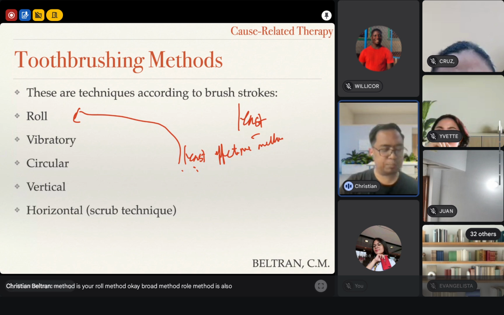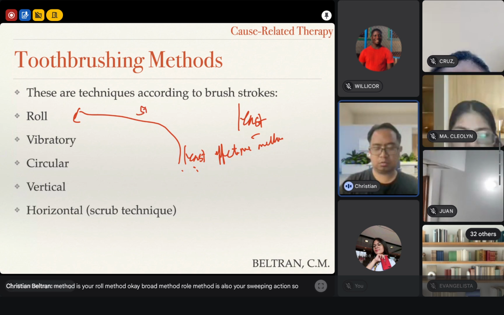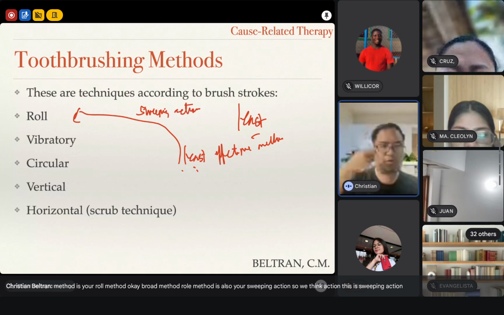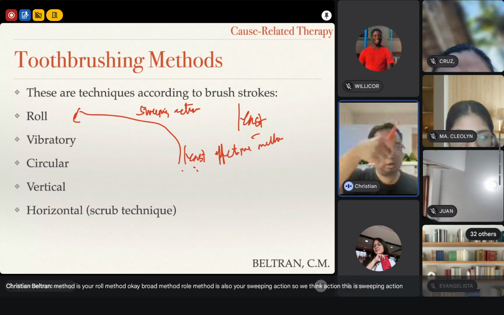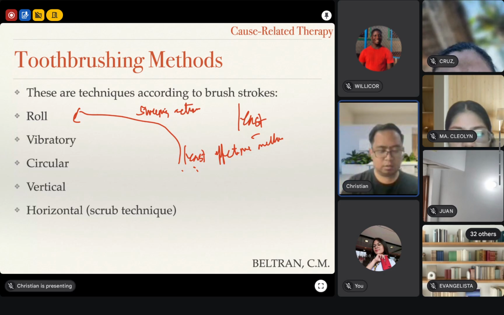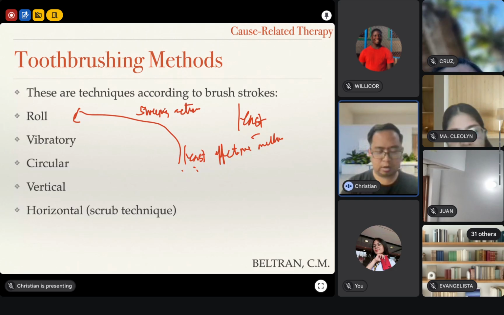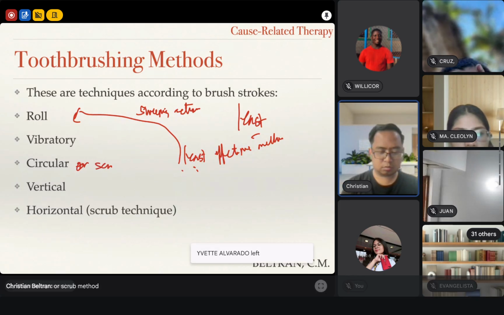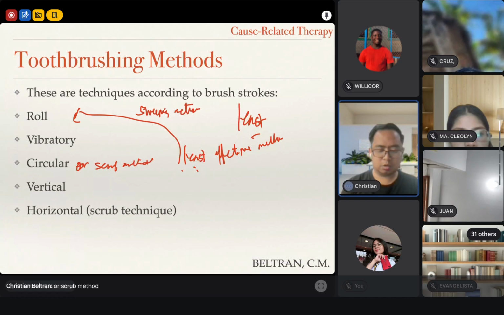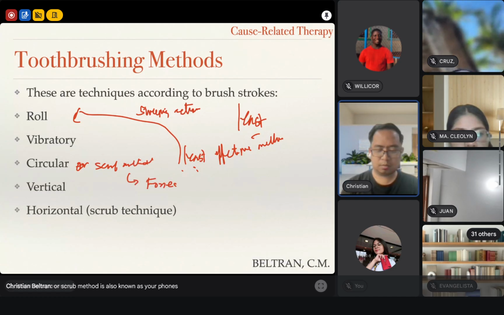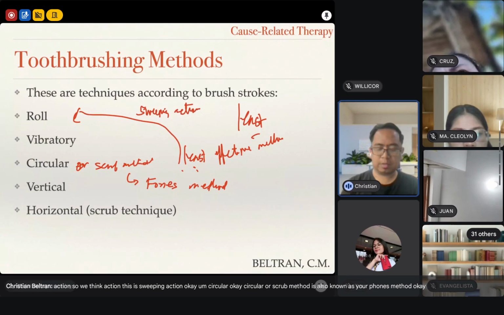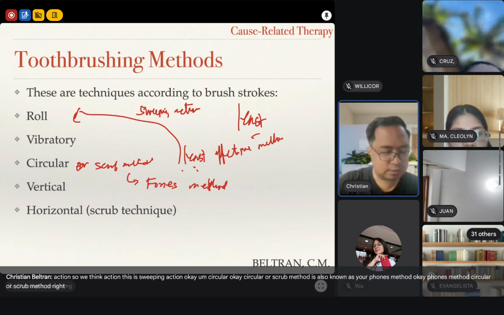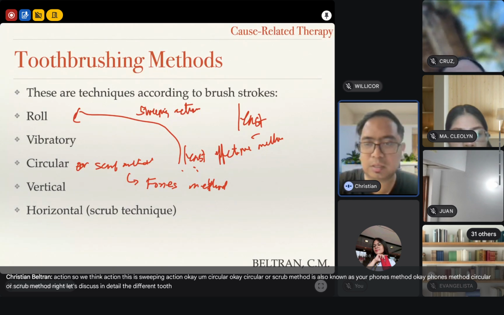Roll method is also your sweeping action. Sweeping action, yung sweeping action yan, ganun lang. Ganun lang siya. So sweep mo lang siya. Okay? Circular or scrub method is also known as your Fones method. Okay? Fones method, circular or scrub method. Right? Let's discuss in detail the different toothbrushing techniques.